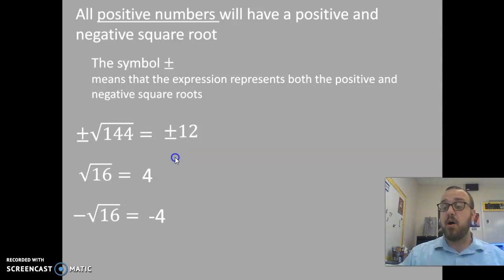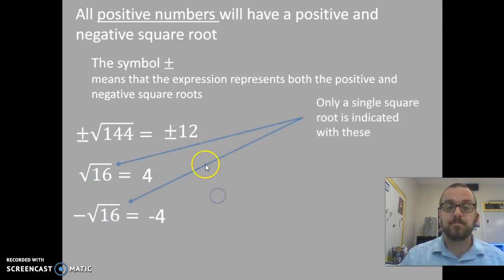So when you have to give both is when we put this plus or minus in front. If you don't see that, you just give us whatever sign you see as your answer, okay? So if you see only a single square root indicated for those.